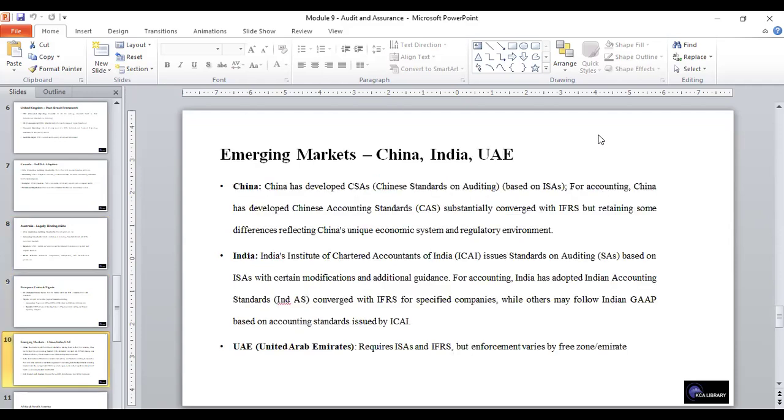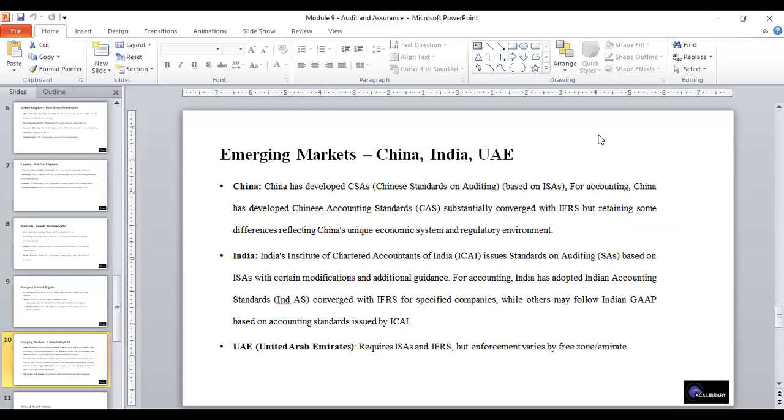We have emerging markets, and we'll be looking at China, India, and the United Arab Emirates. China has developed the Chinese Standards on Auditing based on the ISA, and for accounting, China has developed Chinese Accounting Standards substantially converged with IFRS, but retaining some differences reflecting China's unique economic system and regulatory environment.